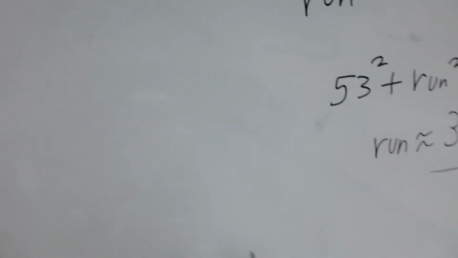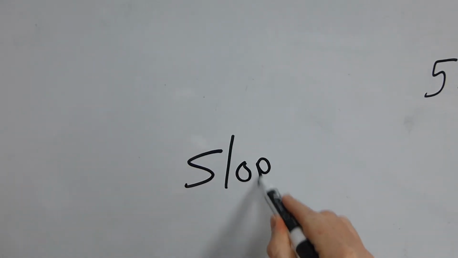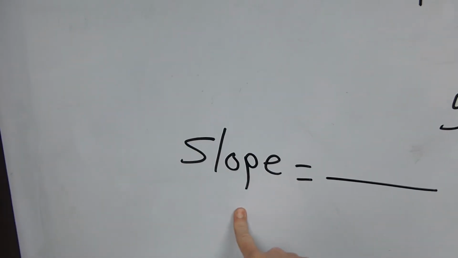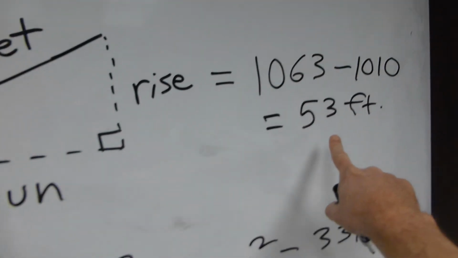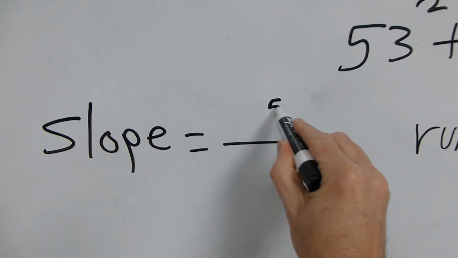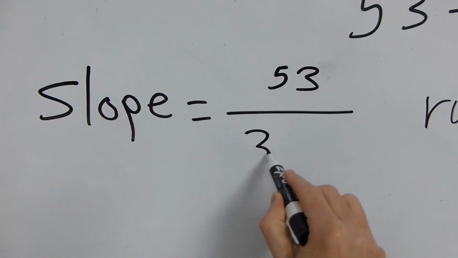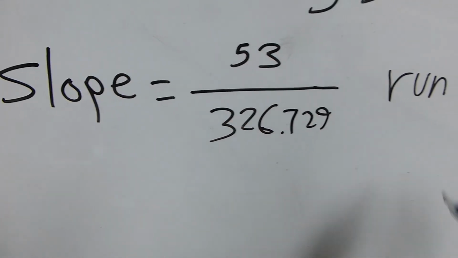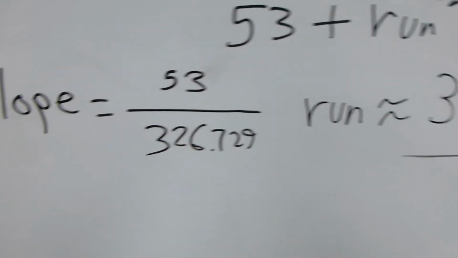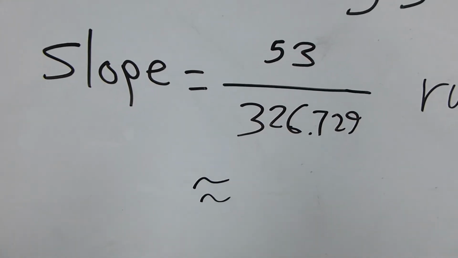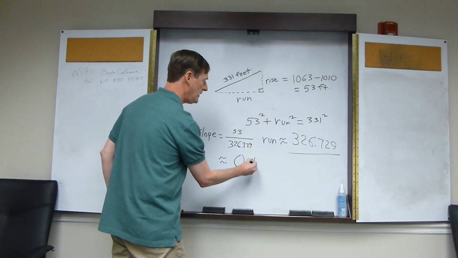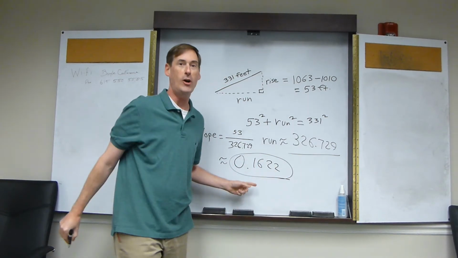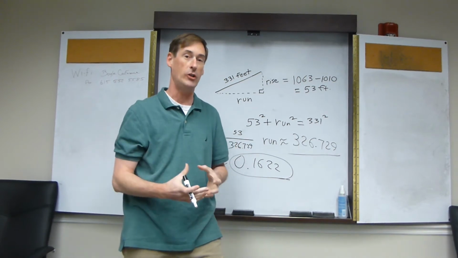And now, how did I figure out the slope of all these streets around Middle Tennessee? The slope is rise, 53, over run, 326.729, except I'm keeping the more accurate number on my screen, the longer number. And I divide that. 0.1622, that's your slope. What we talked about in class was the grade.